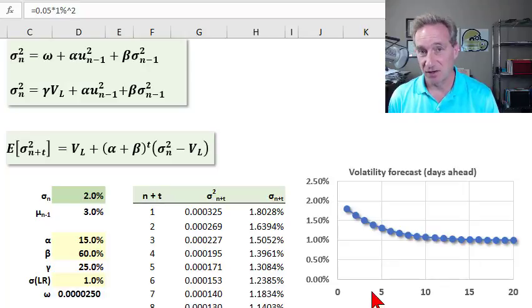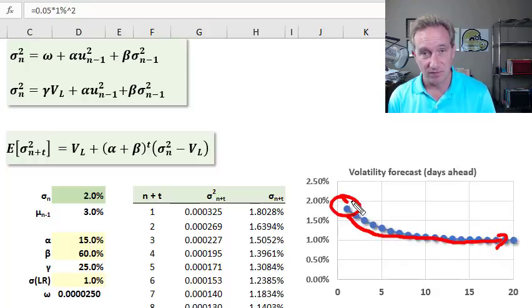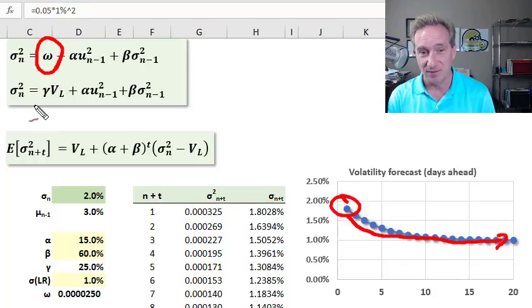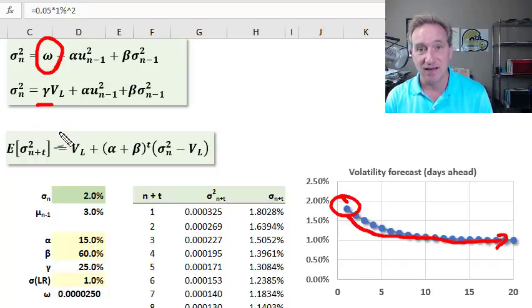A key feature of the GARCH 1-1 model that gives us an estimate of today's volatility is that we can use it to forecast volatility. We might start here today at 2%, but we then have a model that gives us a forecast for volatility going into the future. And the key here is that first term, omega, that is the product of a rate of reversion denoted by gamma and a level of reversion denoted by V sub L.